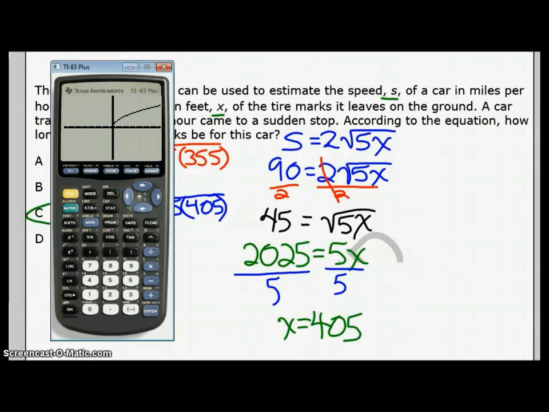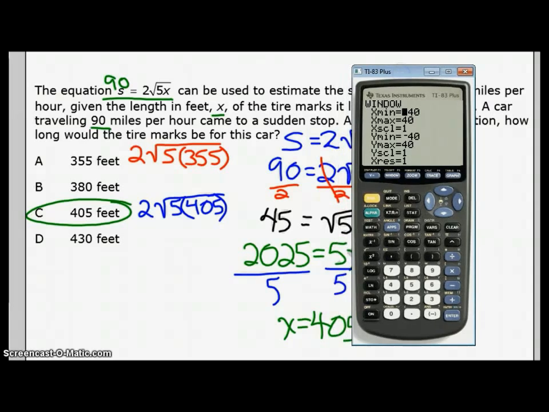So what we need to do is look at what our values are and go to the window, and since the x value we know is over 400, I'm going to make our x max a nice round number, 450, and we know our y value is at least 90. Now graph it.